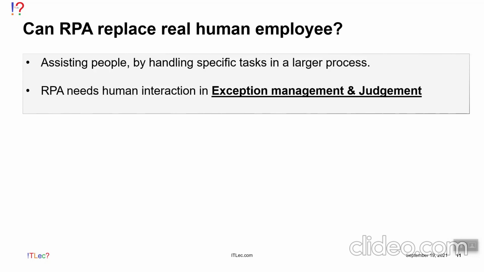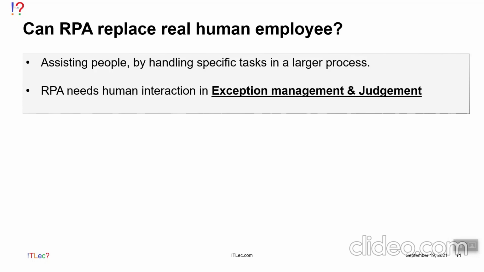Typically, robots operate 3 times faster than human workers. Robots are the best for repetitive tasks. But at the end of the day, RPA needs human interaction in exception management and judgment.